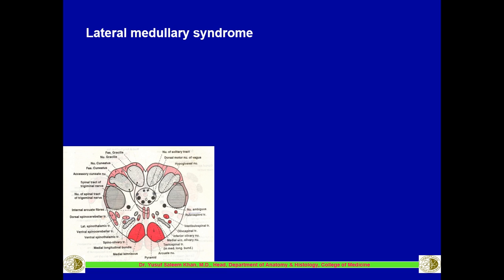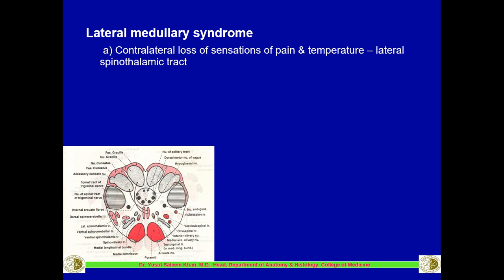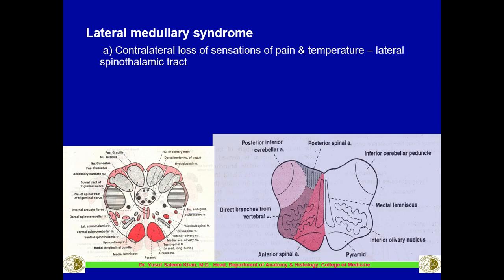Coming to the lateral medullary syndrome, this is caused because of the blockage or thrombosis of the posterior inferior cerebellar artery. So what are the structures which are present here? One is contralateral loss of sensation of pain and temperature because of the lateral spinothalamic tract. So here is the spinothalamic tract. If this is damaged, then it leads to contralateral loss of sensation of pain and temperature.